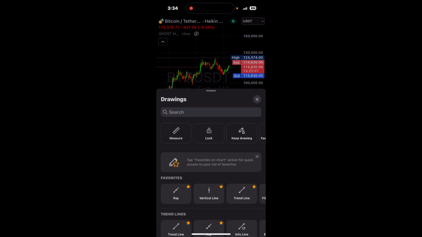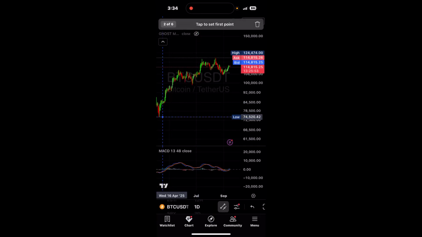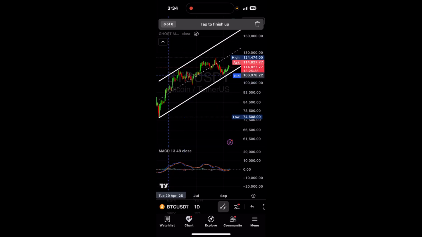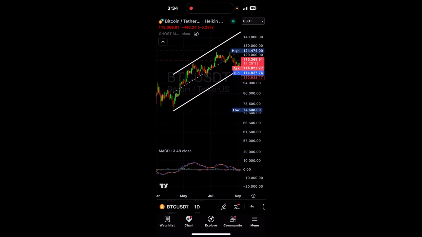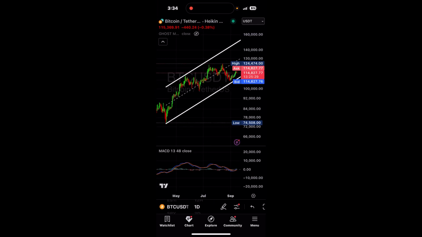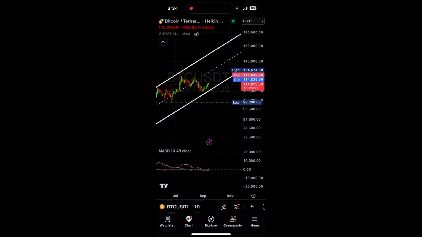If you want to go to your parallel channel, you want to go to your lowest, which is down here, and your highest, which is up here, where the ticks are touching, basically. From there, you want to push it all the way up, and you'll see the channel, and you'll see that Bitcoin right now is in an ascending channel on the daily.